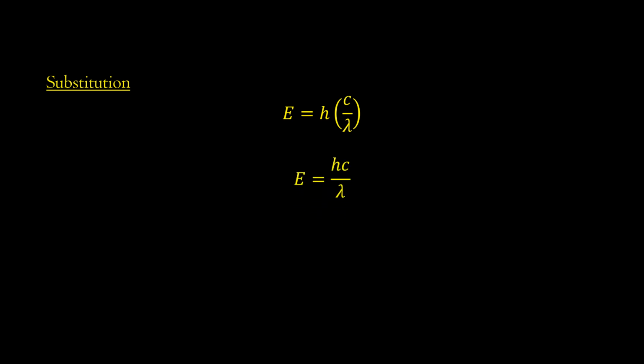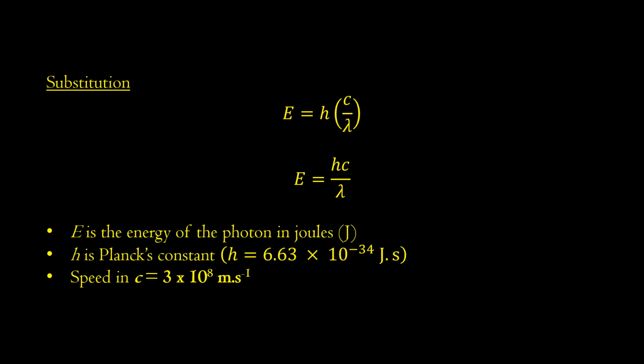So the energy of a photon equals Planck's constant multiplied by the speed of electromagnetic radiation divided by the wavelength of electromagnetic radiation. We have already mentioned what E is, the energy in joules, h is Planck's constant, and c is the speed of electromagnetic radiation in vacuum. And now lambda is just the wavelength in meters.